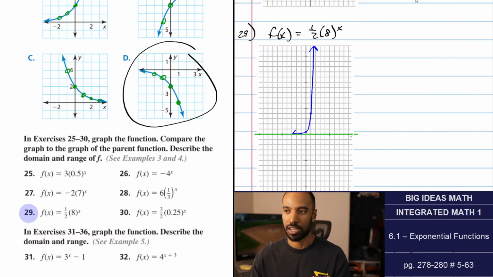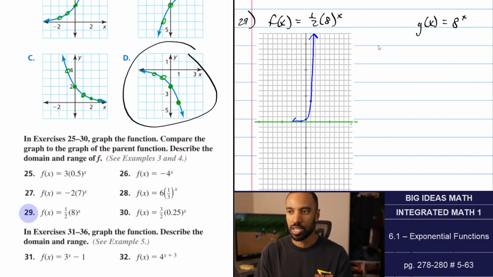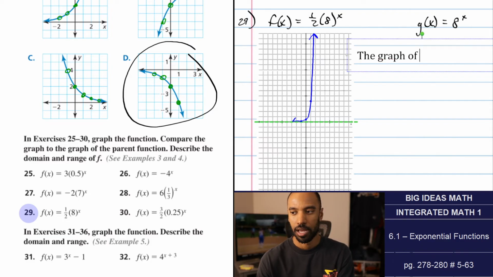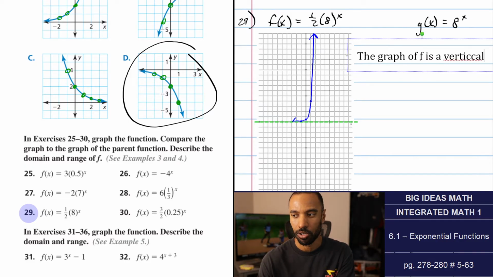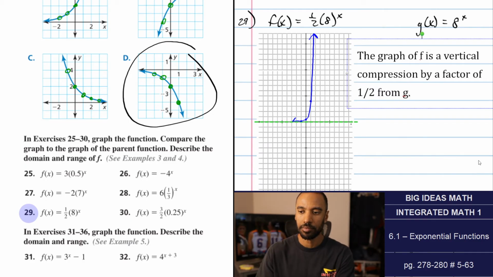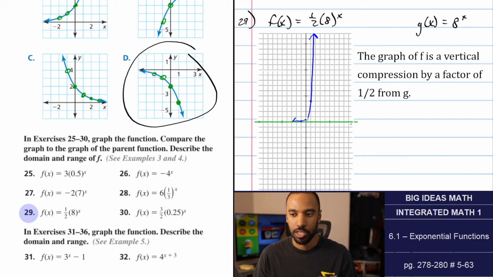Now this compares to g of x equals 8 to the x power. Again, 1 times 8 to the x power. So this is a vertical change, only it's no longer a stretch. This time it's a compression. You thought this one was tall at x equals 2. The other one would be at 64. The graph of f is a vertical compression, or shrink, by a factor of 1/2 from g. Y-intercept of 1/2 instead of 1. This would have been at 1, then 8, then 64. Then again, this would have been 1/8 instead of 1/16, but that's still short anyway.